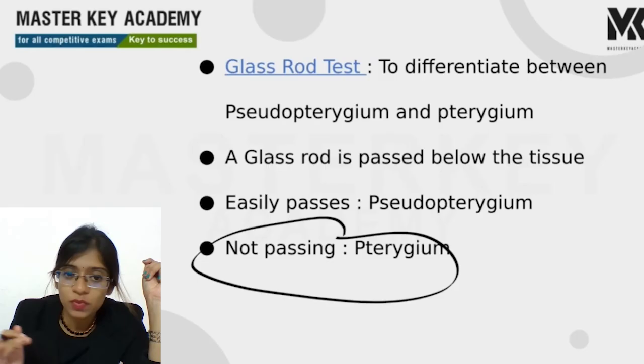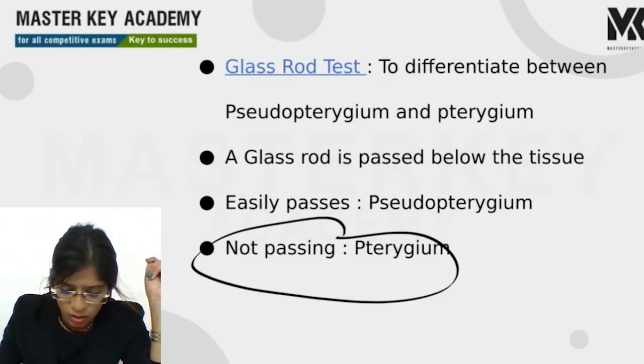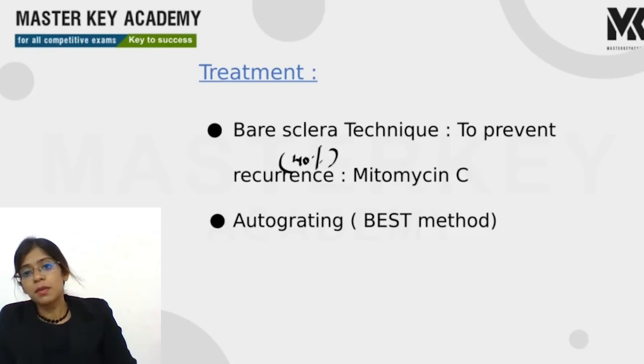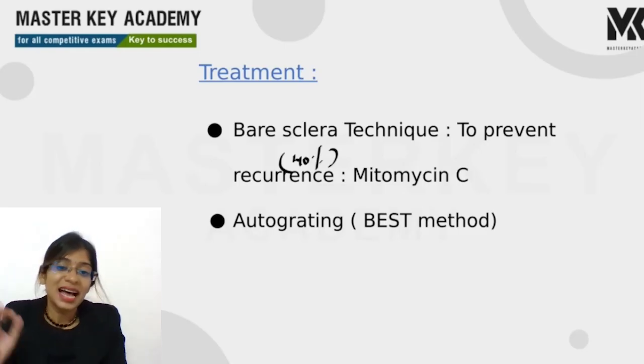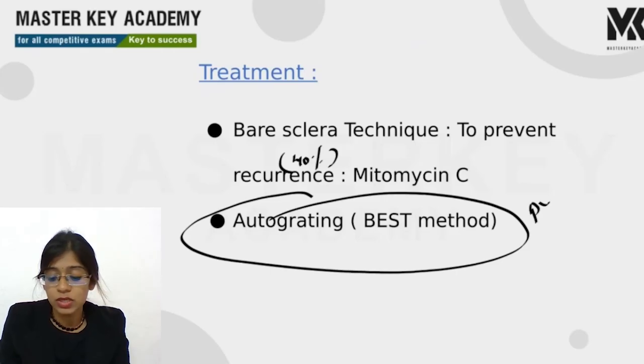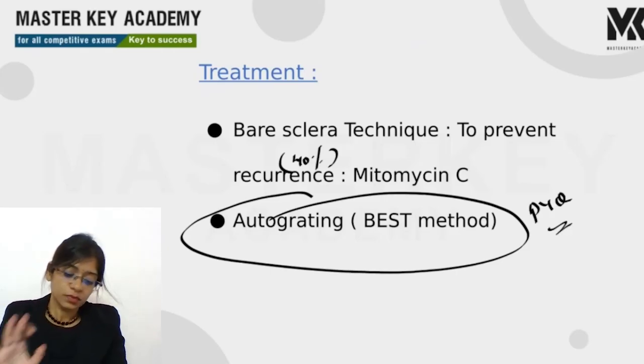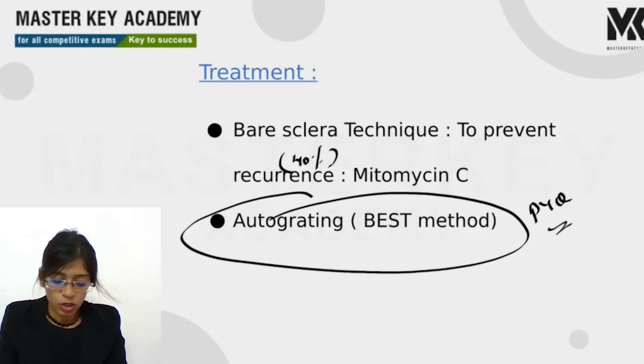Okay, so which drug is used to reduce the recurrence of pterygium? Mitomycin C. Now, better than the bare sclera technique, we have another technique called autograft. Okay, that is the best method. If they ask you which is the best method to treat pterygium? Autograft.